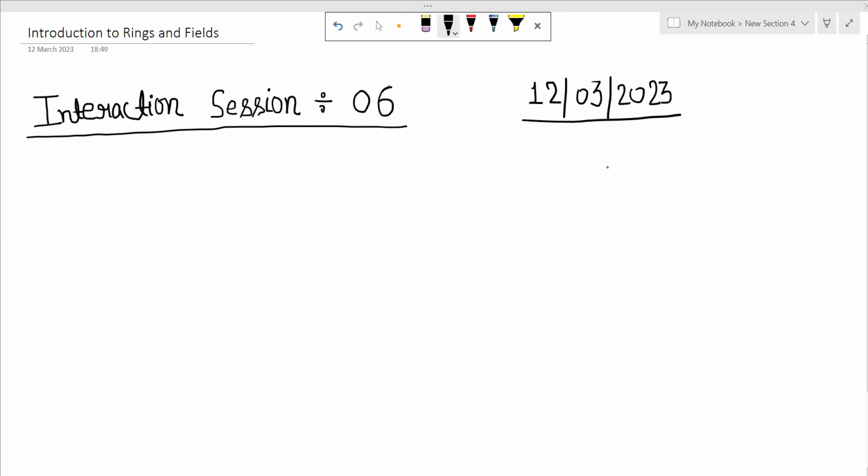So today I will solve the last assignment, the 8th practice assignment. And then we will do some previous year assignment questions if time permits. So let's start.